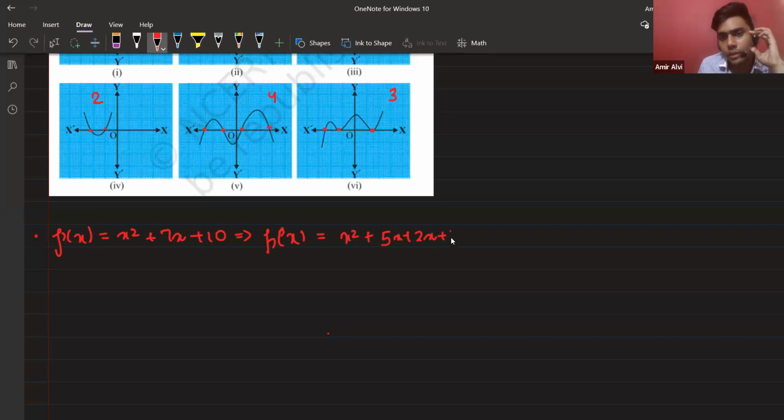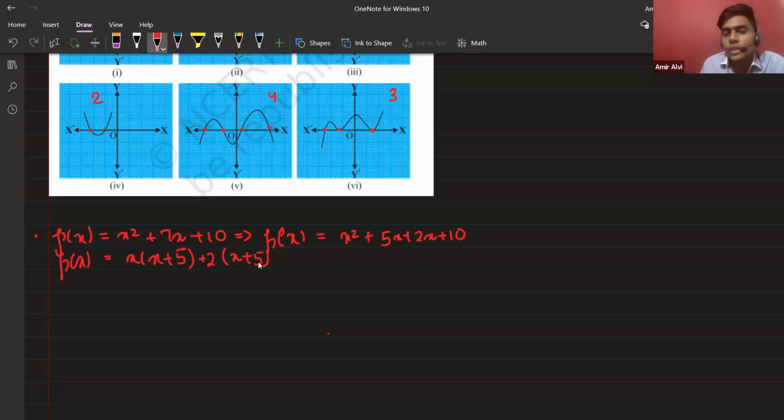Plus 10 equals to 0. So basically we split them, so that the addition should be equal to the middle term, and the multiplication of both these terms should be equal to the product of the first and last terms. Yes or no? Very good, Adil. P of x is equal to, now take x common from here: x into x plus 5, plus 2 into x plus 5.